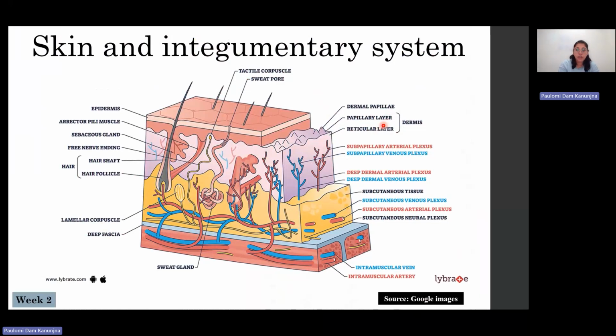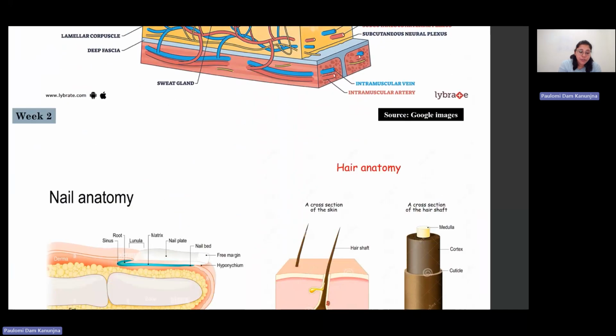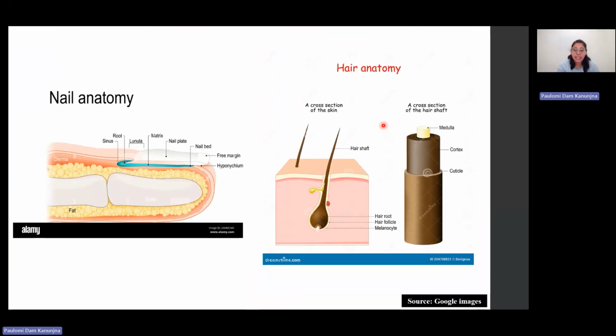Okay. Next, if you remember, we discussed nail and hair anatomy. So along with skin, you also have nails and hair, which are again part of your integumentary system. So we had seen the structure of the nails, what is present around the nail, where the nail is. We have the nail plate, we have the matrix, we have the root. So how do they grow? And similarly, we looked into hair anatomy.